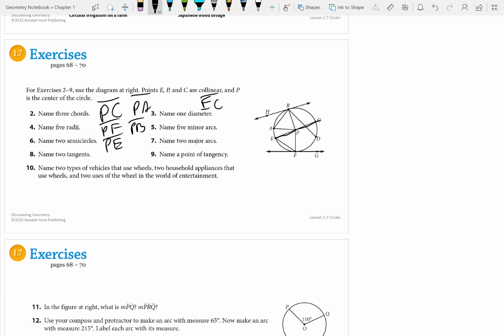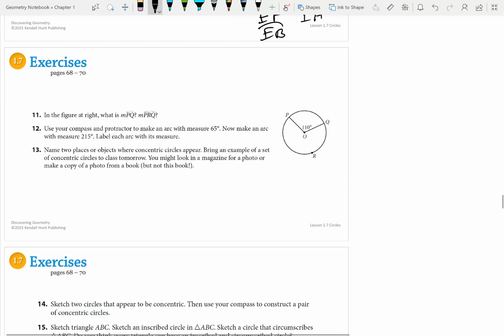Name 5 minor arcs. Okay, let's do F, D, D, C, E, F, E, A, and E, B. 5 minor arcs done. Next is number 11.